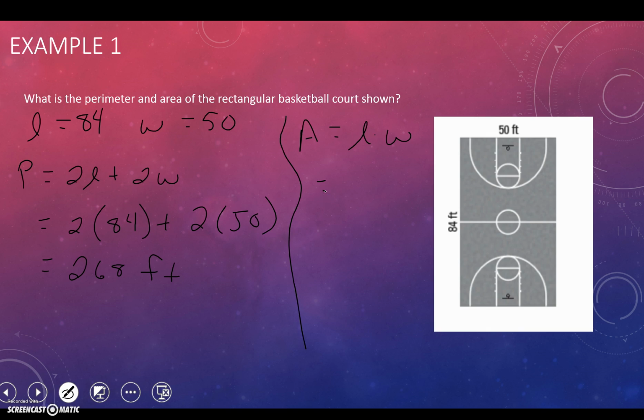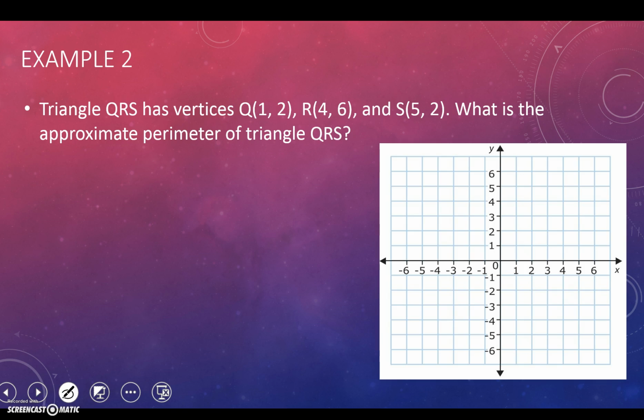So in this one, we're going to take the value of 84, and we're going to multiply it by 50. So we multiply 84 times 50, we get 4,200. And remember, with area, it's square units, so we're going to put a little exponent of 2 to indicate square units.